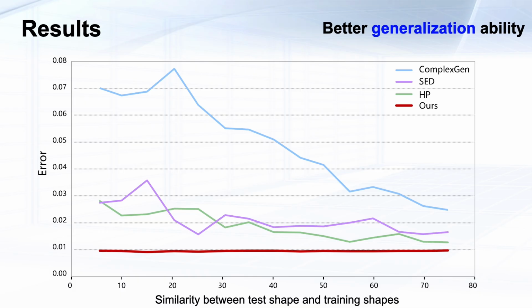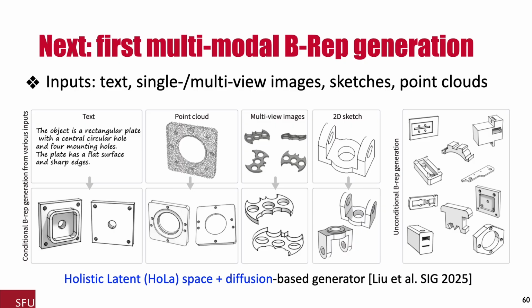Now, next, we want to do BREP generation in a multimodal manner. I believe this is the very first work that allows you to go from text, single view, multi-view, sketch, or unconditioned input, no matter which, to generate BREPs of very, very high quality. This is work we're going to be presenting at CGRAPH in Vancouver.